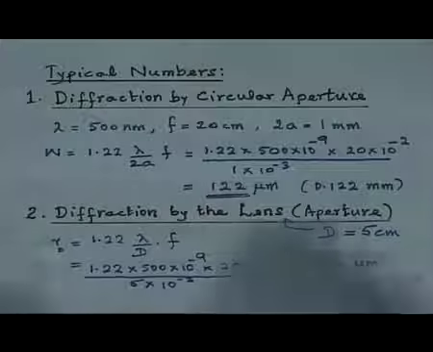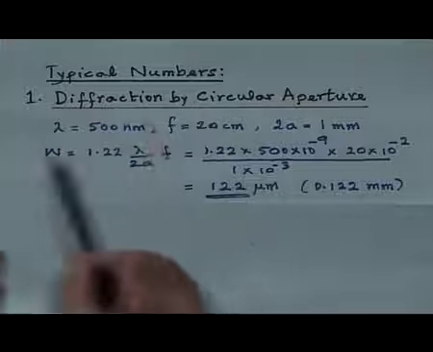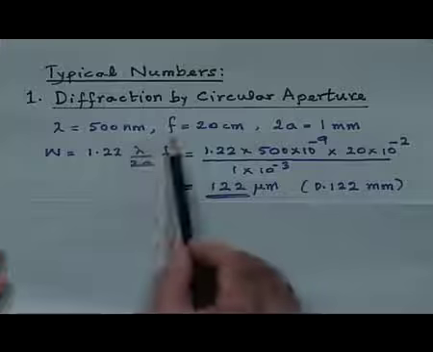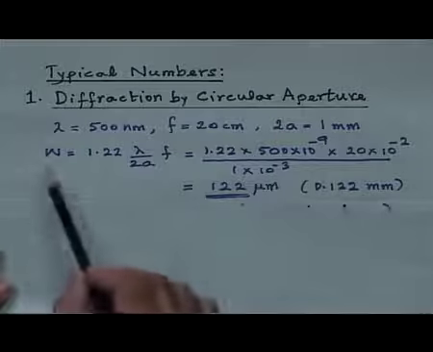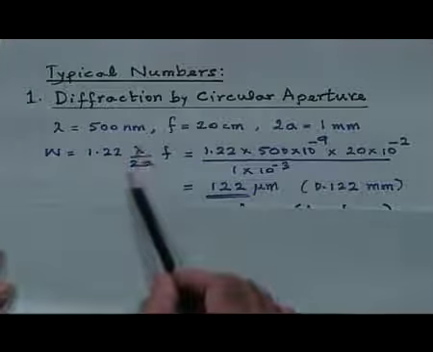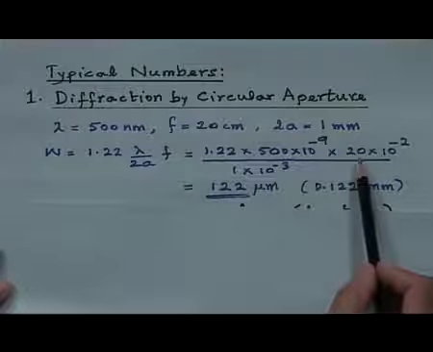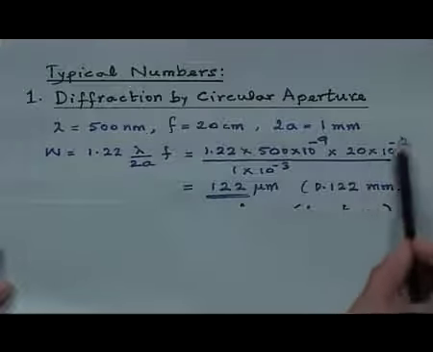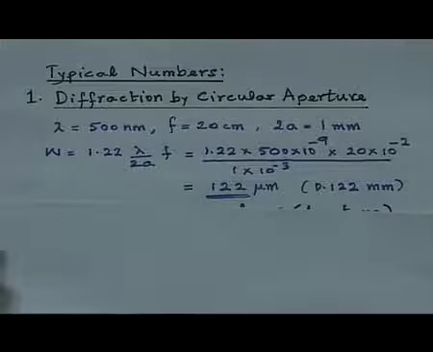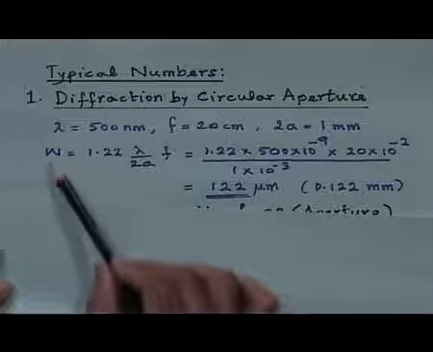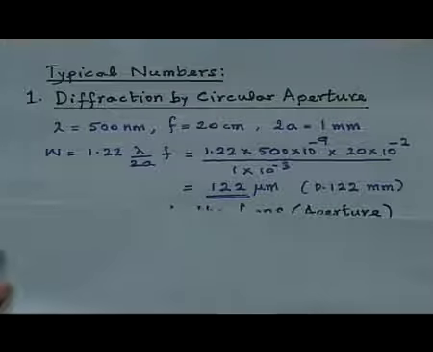First, I have shown diffraction by a circular aperture here. Typically, the wavelength I have assumed is 500 nanometers, which is in the visible region. The focal length of the lens is 20 centimeters. 2a, that is, the diameter of the aperture, is 1 millimeter, which gives us W equal to 1.22 lambda by 2a into f. All are converted into meters: 500 nanometers, 20 centimeters converted into meters, and 1 millimeter, 1 into 10 power minus 3. This gives you 122 micrometers, so the size of the spot W is 0.122 millimeters, 122 micrometers.